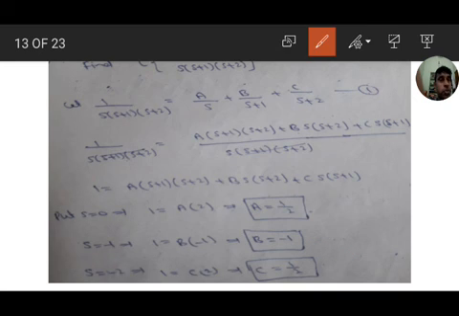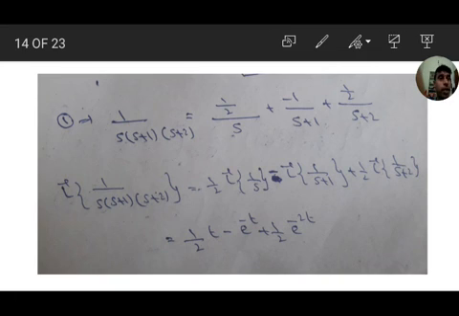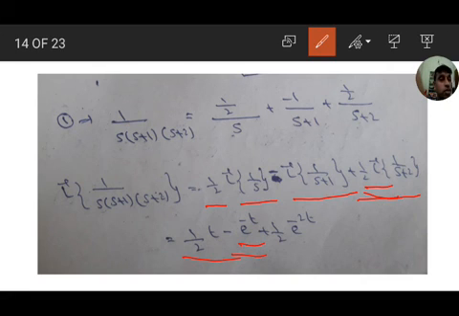Then substitute these values in the equation 1 and apply inverse Laplace transform, and using linearity property, that is 1 by 2 coefficient outside, L inverse 1 by s, minus L inverse of 1 by s plus 1, 1 by 2 outside, L inverse of 1 by s plus 2. 1 by s inverse Laplace transform is t, therefore 1 by 2 into t minus as it is. 1 by s plus 1 inverse Laplace transform is e to the power of minus t, and 1 by 2 into 1 by s plus 2 inverse Laplace transform is e to the power of minus 2t.